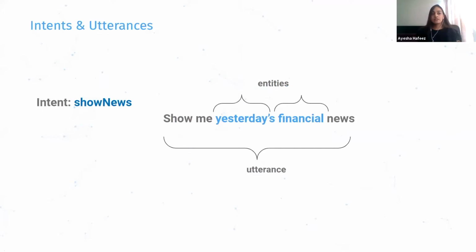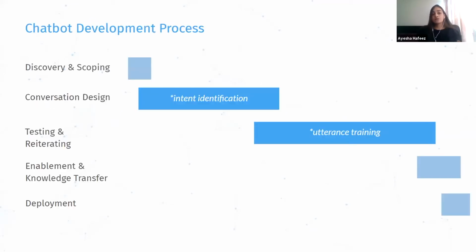For anyone in the audience who's not familiar with the terminology, an utterance is a phrase that a user would communicate to the chatbot, and an intent is the action that the user wants the chatbot to perform. This is what the chatbot development process looks like at the current state. You can see that conversation design and testing and reiteration are the two most time-consuming work streams, namely due to intent identification and the utterance training process.